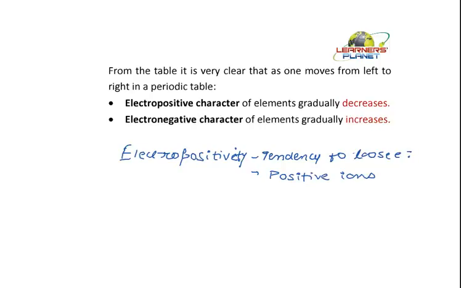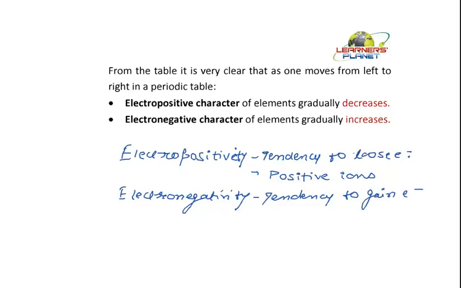And what is electronegativity, students? It is the tendency to gain electrons and form negative ions. So what happens to the electronegativity along the period? It increases from left to right. And what happens to electropositivity along the period? It decreases from left to right.